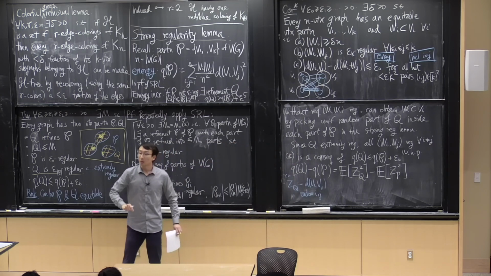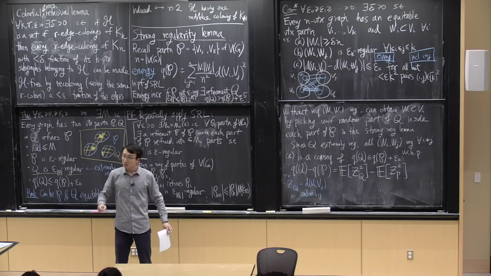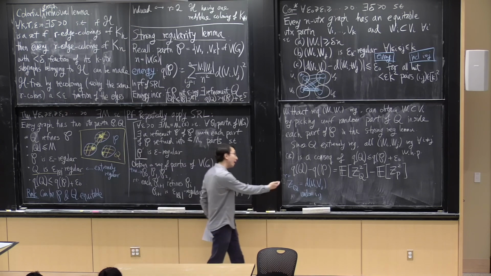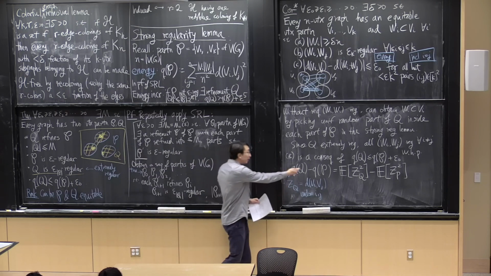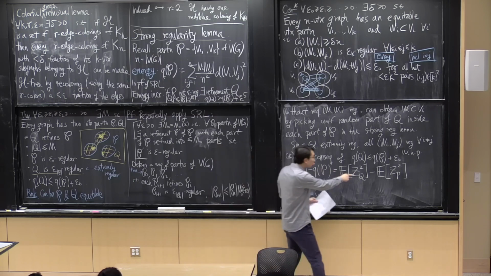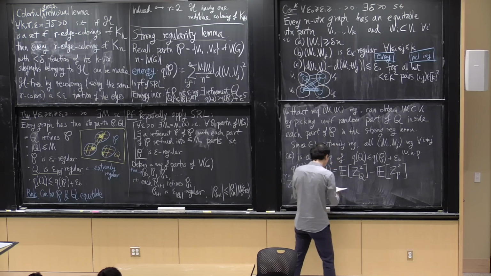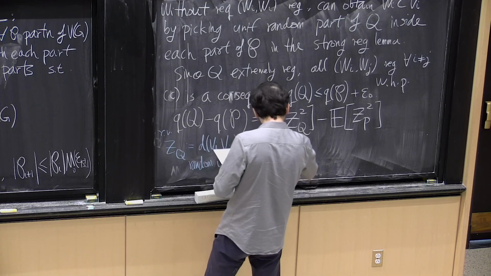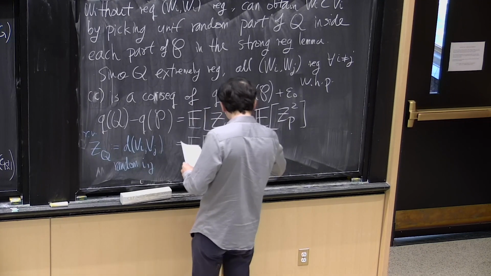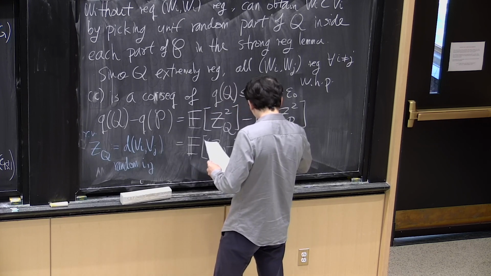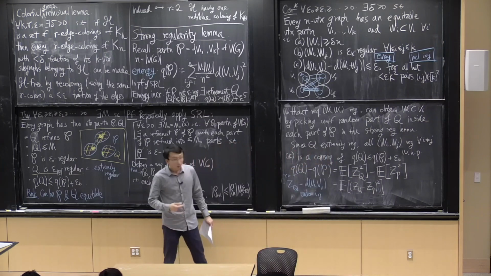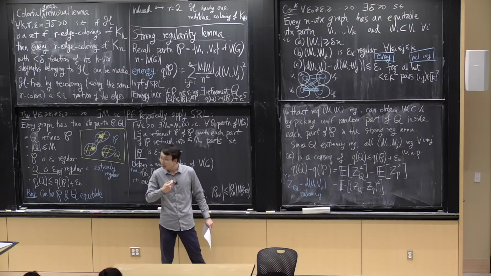Okay, so you pick a pair of parts uniformly, or maybe with some weights if they're not exactly equal, and you evaluate the edge density. So this energy difference is the difference between the second moments. And because Q is a refinement of P, it is the case that this difference of L2 norms is equal to the second moment of the difference of the random variables.